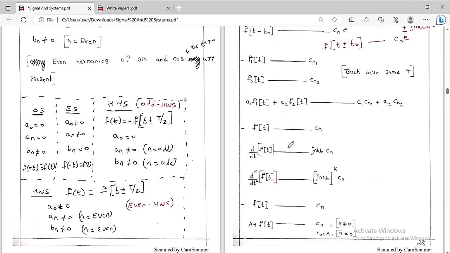Similarly, for f of t, if the Fourier coefficient is Cn, then the kth derivative of f of t will have the Fourier coefficient (j n omega naught) to the power of k into Cn.